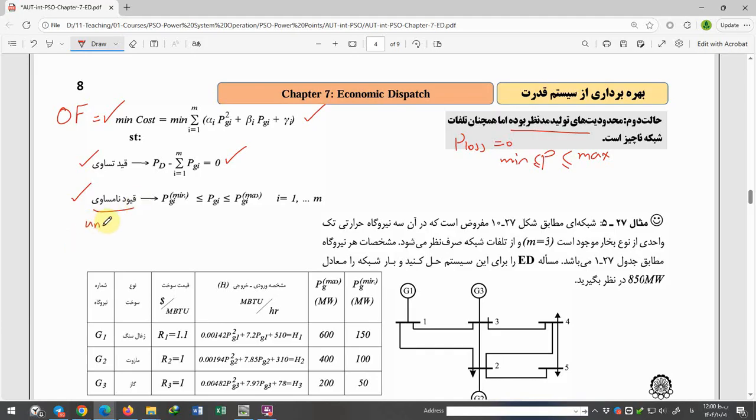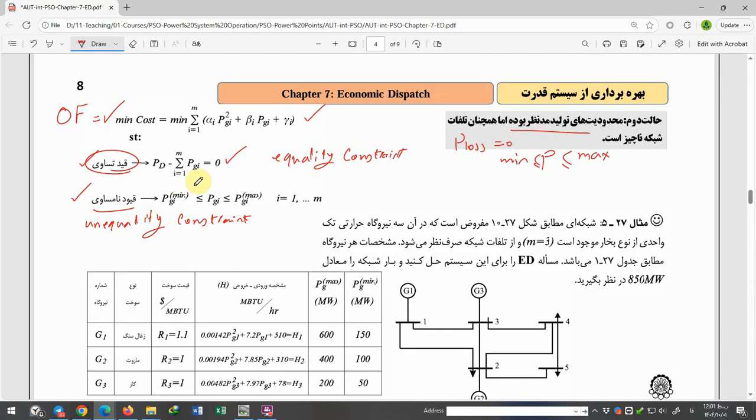The balancing of power remains without P loss, as an equality constraint. On top of the equality constraint is the limitation of active power generation between maximum and minimum. Okay.